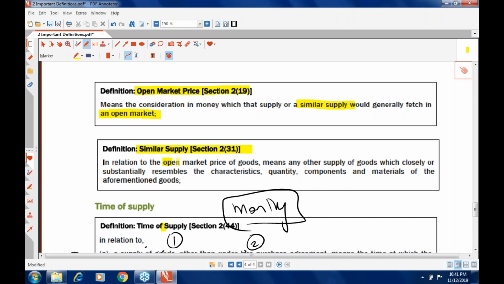It says in relation to open market price of goods, similar supply means any other supply of the goods which closely or substantially resembles the characteristic, quantity, components, and materials of the aforementioned goods. So that is also going to be considered as similar supply.